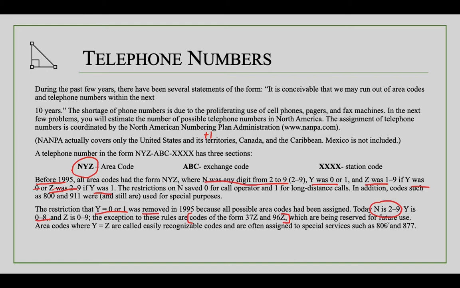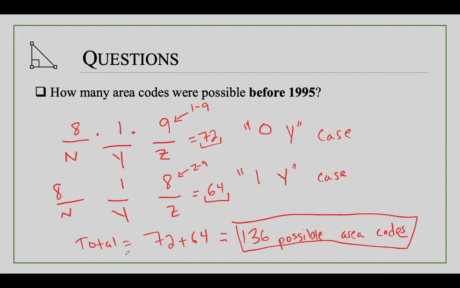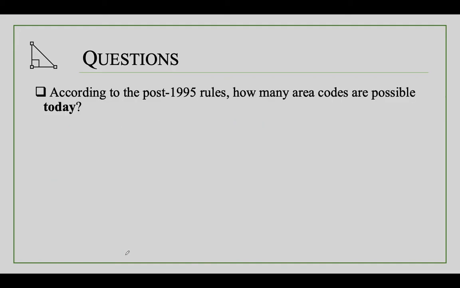Where y equals z. Okay, and the only other part, so area codes where y equals z are easily recognizable codes. Okay, well, we don't have to take care of that necessarily right now. Okay, so let's go ahead and do that. So going back to our post-1995 rules, okay, awesome.